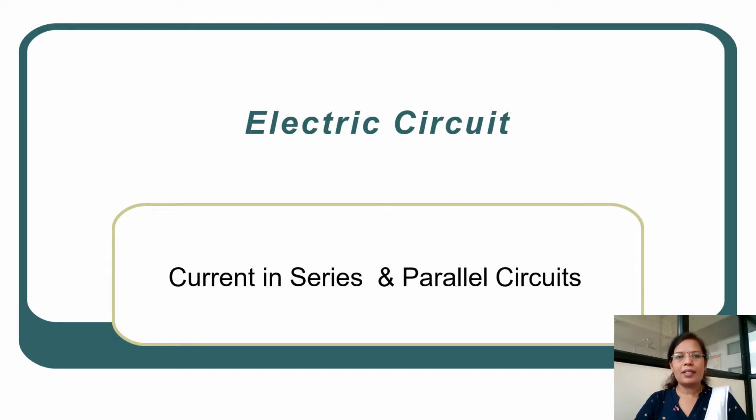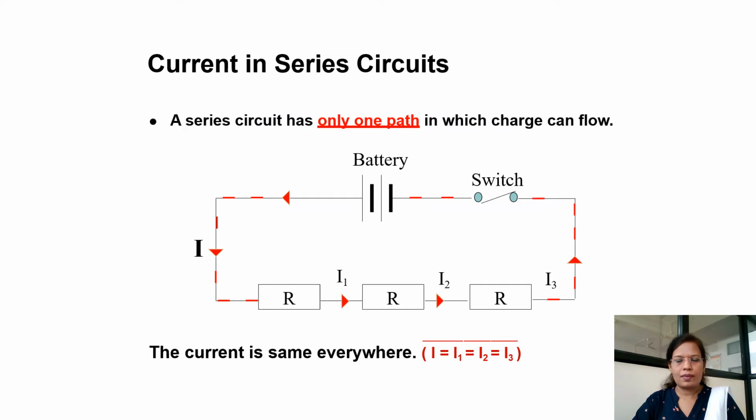In network analysis, we need to find the current flowing through each and every branch of the circuit which are connected either in series or in parallel circuits. It is a series circuit in which three resistances are connected in series with a DC source. Along with that, it has one switch. If the circuit is energized by using the DC source and if the switch is closed, the current starts flowing in the circuit. The total current flowing in the circuit is I.